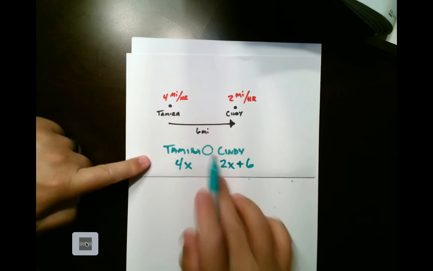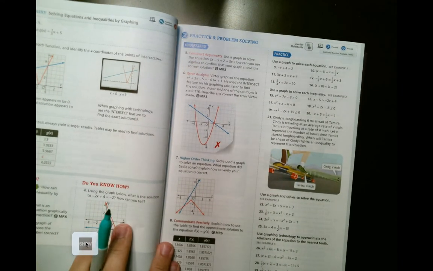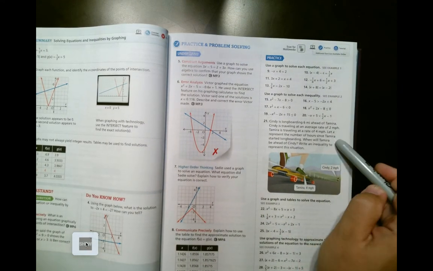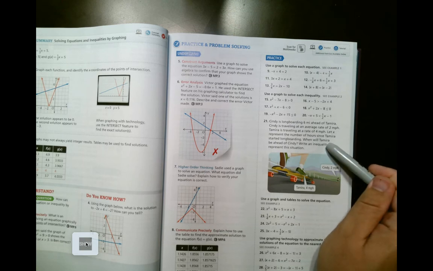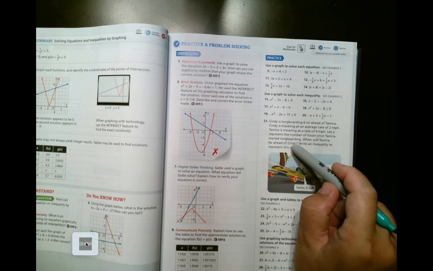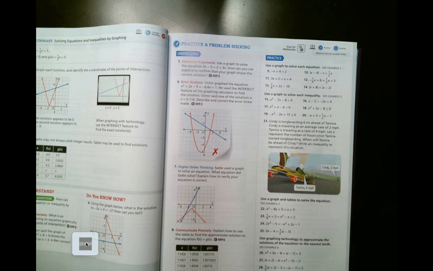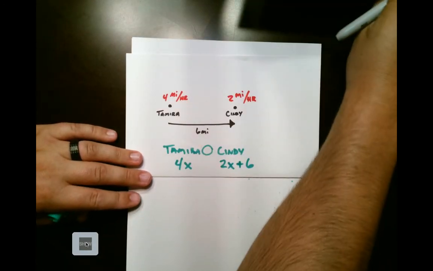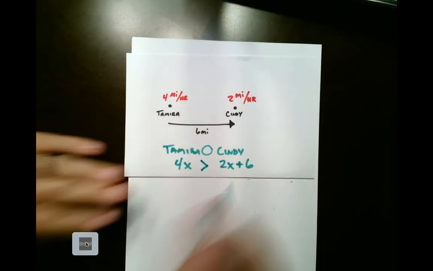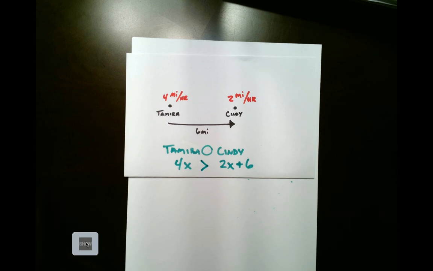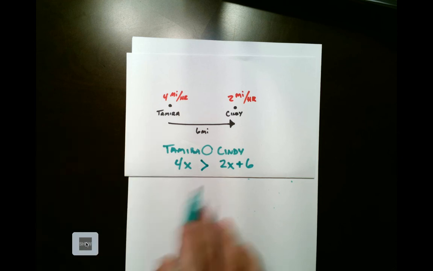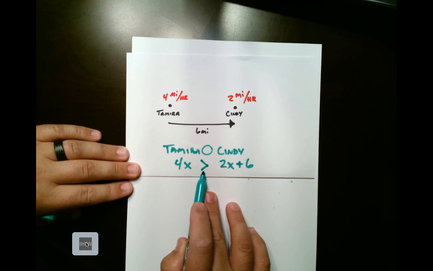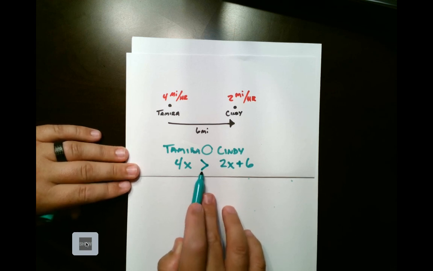The last piece I need is this inequality symbol. Let me go back and reread my problem. Let x represent the number of hours since Tamara started. When will Tamara be ahead of Cindy? So when will she basically pass her and be ahead of her? I'm going to represent that with greater than. Since they want to strictly say when will she be ahead of Cindy, I want to say greater than. Not when will she meet up with Cindy. If that was the case, then we'd use greater than or equal to. But when is she actually going to get ahead of her? I want to use strictly greater than.